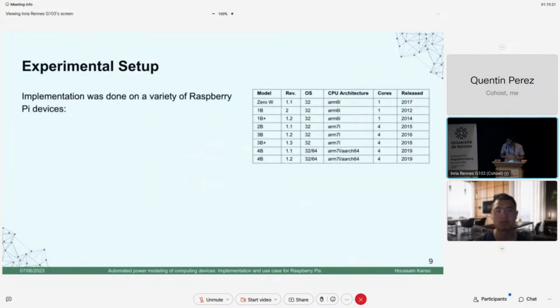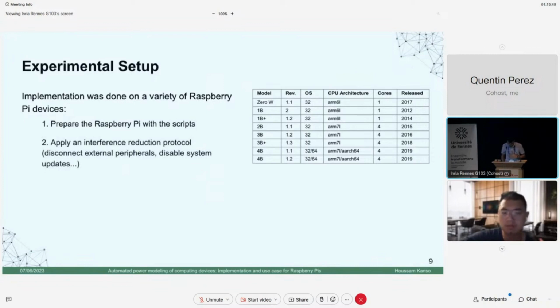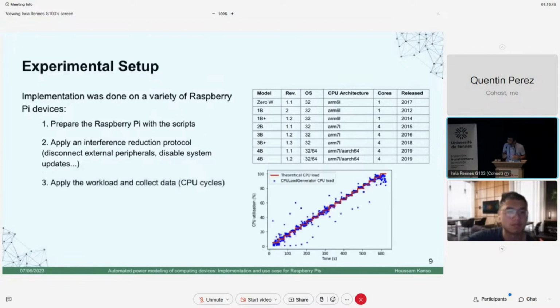For our experimental setup, we tested this on some Raspberries, the ones that we could get, ranging from the Raspberry Pi 0W 1 to the Raspberry Pi 4. First, we prepared our Raspberries with the scripts, and we applied some interference reduction protocol. Mainly in this study, we were based only on the CPU cycles. So what we did is that we stressed the CPU from 0 to 100%, and then we collected the information from the CPU cycles and the power, and then we mapped and generated the power estimation models.